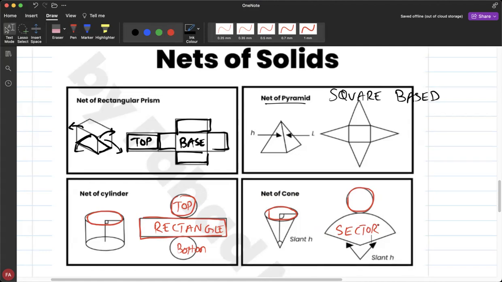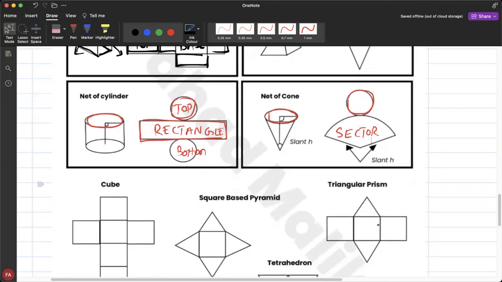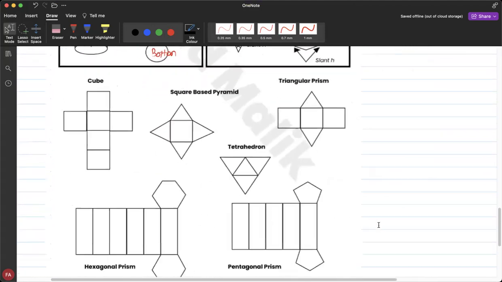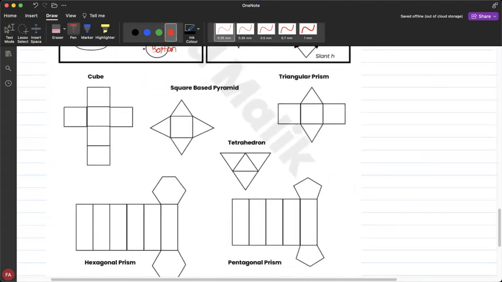For those of you not familiar with what a sector is, we'll probably discuss this in some other video as well. If I were to scroll down over here, you can see this is the same thing that is just written. So we have again a cube, we have a square-based pyramid, then we have a triangular prism. So hopefully this makes sense.